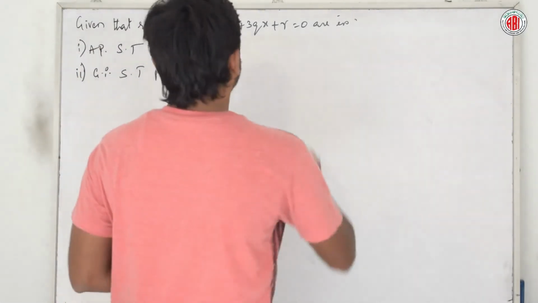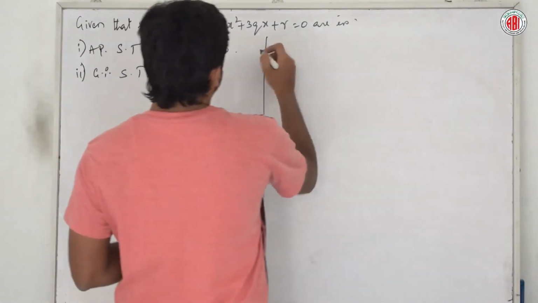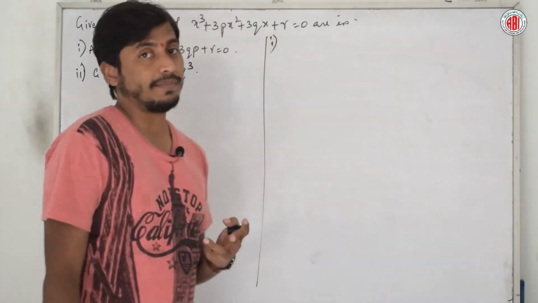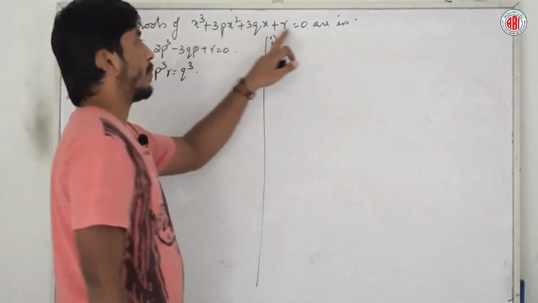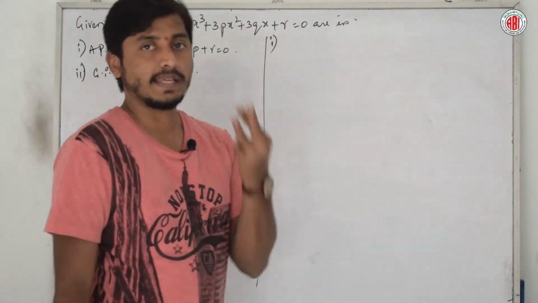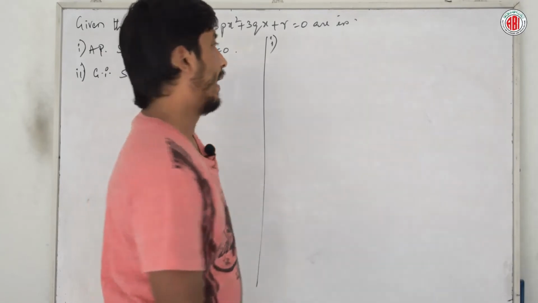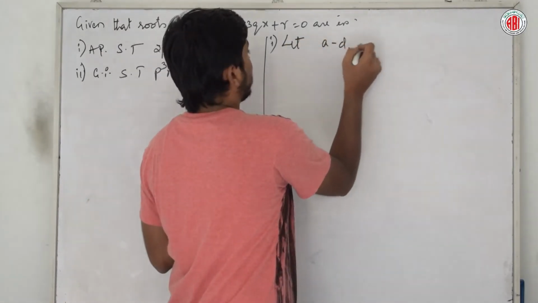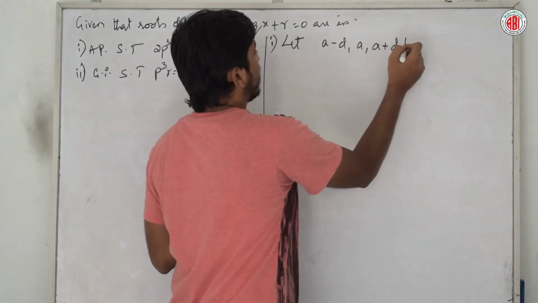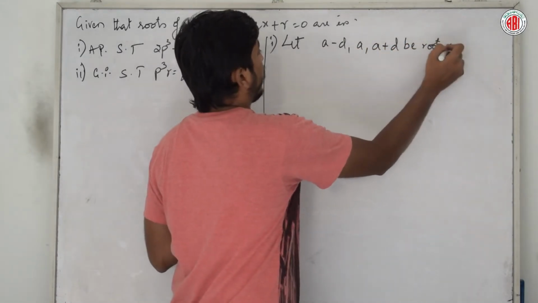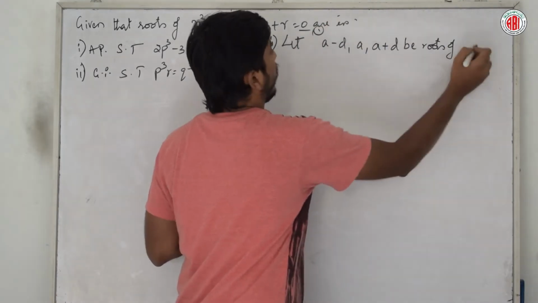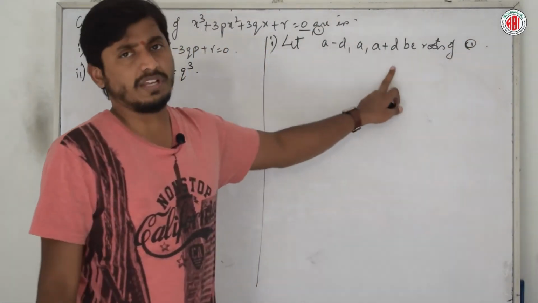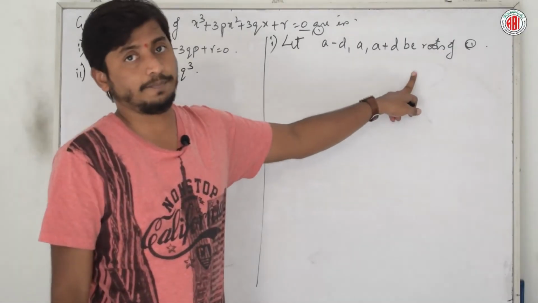Okay, just tell me, what if the roots are in AP? What kind of roots can be there? See here, first thing, it is a cubic polynomial. So how many roots can we have? 3 roots. So can I assume let a minus d, a, a plus d be roots of equation 1? Yes, right? Are these in AP? Obviously a minus d, a and a plus d.